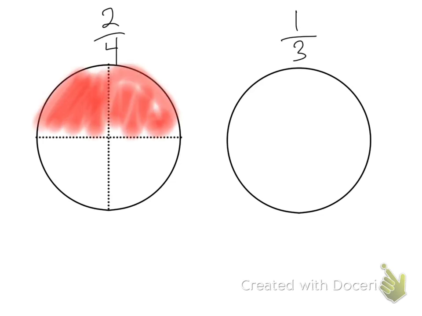So first I need to divide it into thirds, and we do that by kind of making a Y. And then I'm going to shade 1/3 of it. So just 1 out of the 3 pieces.